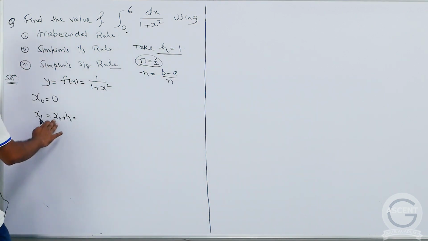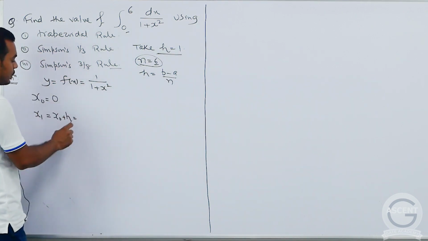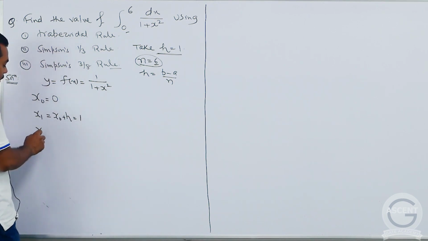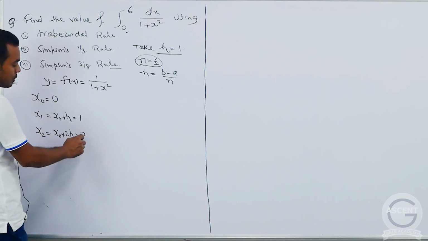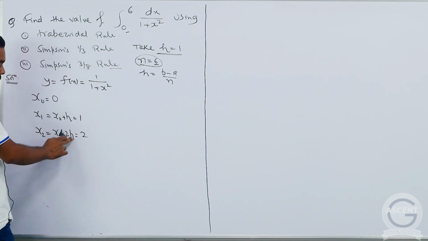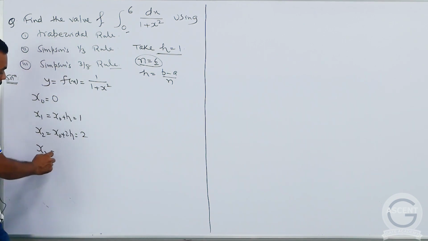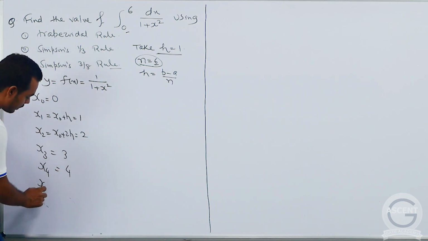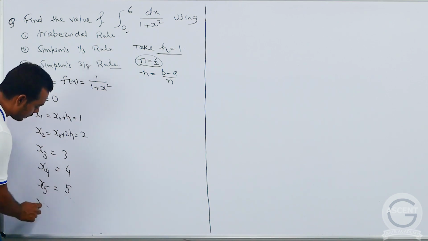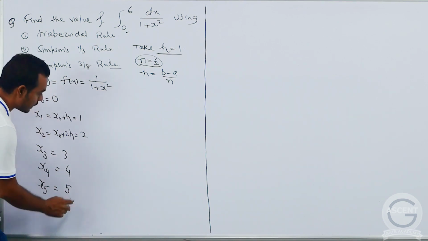So x1 will be x0 plus h. x0 is 0, h is 1, so this will be 1. Similarly x2 will be x0 plus 2h, so this will be 2. Similarly x3 will be 3, x4 is 4, x5 is 5 and x6 is 6.